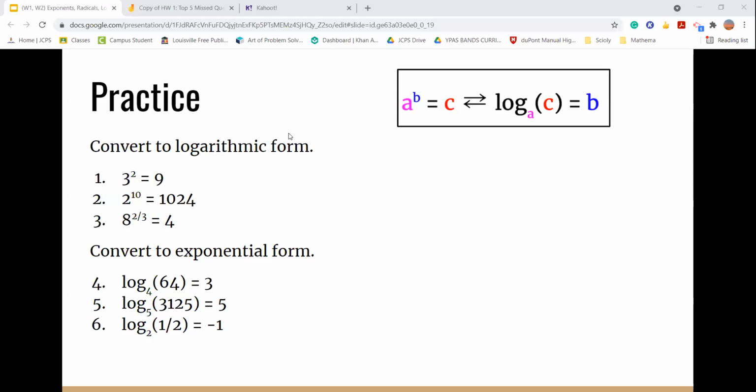So let's go over some of the questions. For the first question, it's 3 raised to the second power equals 9. When converting it to the logarithm, the 3 becomes the base, the little number, and 9 becomes the big number, the one in the parentheses. So we would write log base 3 of 9 equals 2. And again, that's just asking 3 raised to the what power equals 9.